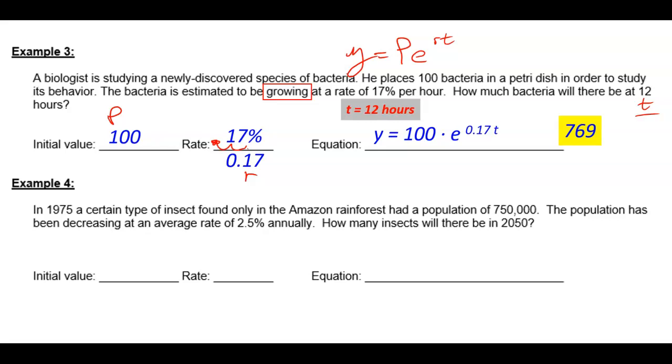Okay, so 769 is our answer. Does everyone see that this was a growing population? That's why we used a different formula. Now, example 4 is a little different.